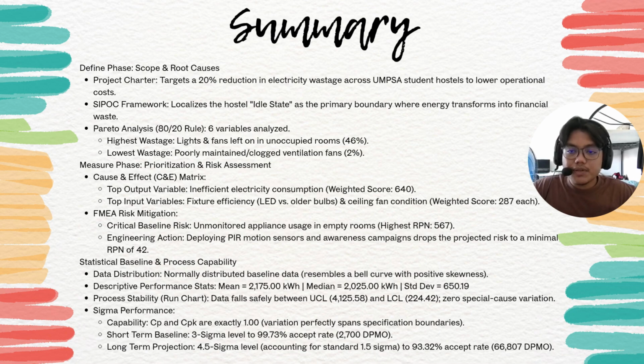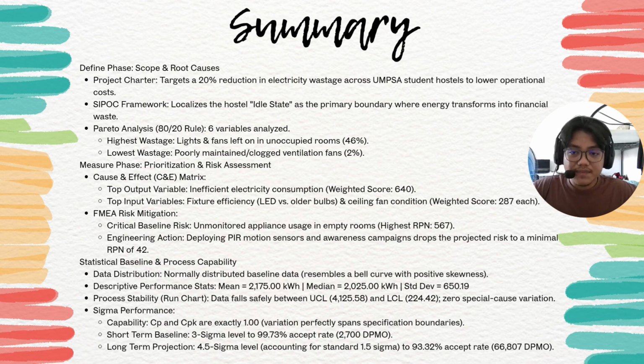To pinpoint the root causes, our Pareto analysis evaluated six wastage defects. The data clearly isolated the vital few drivers. Lights and fans left on in unoccupied rooms recorded the highest wastage at 46%, while clock ventilation fans were the lowest at 2%.